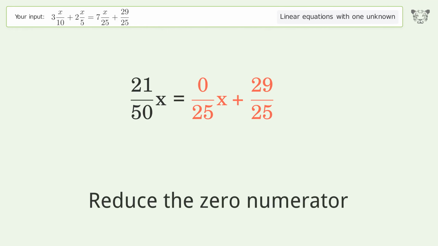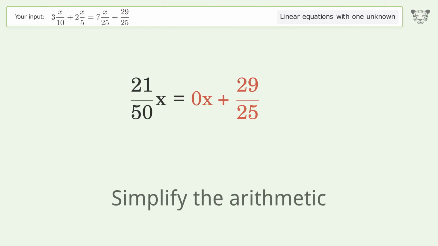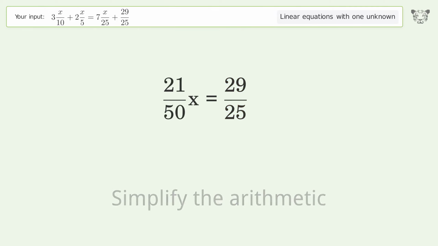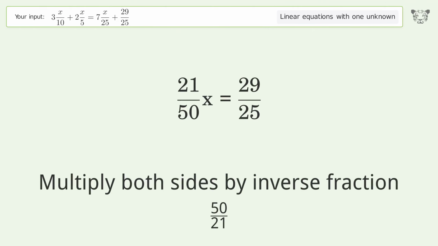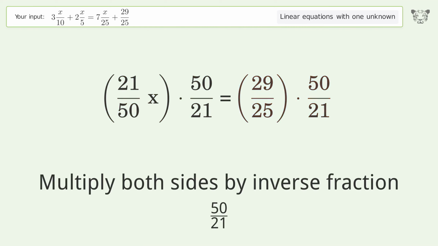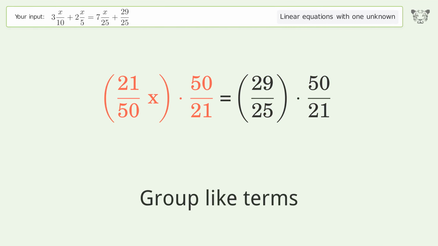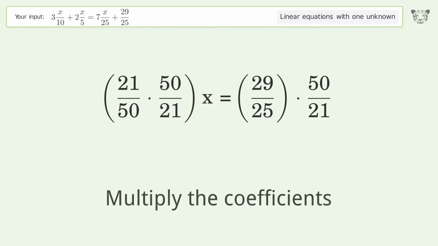Reduce the zero numerator. Simplify the arithmetic. Isolate the x. Multiply both sides by inverse fraction 50/21. Group like terms. Multiply the coefficients.